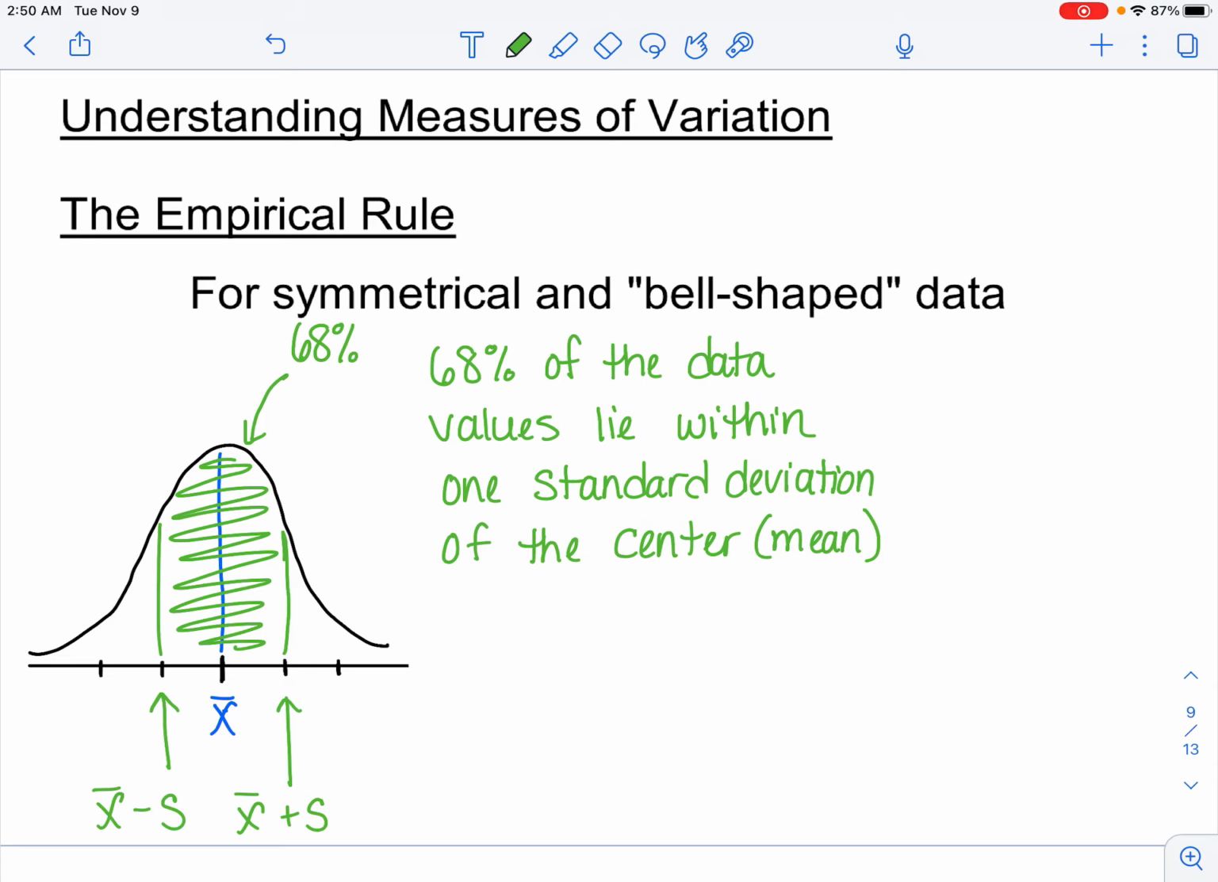Actually, I'm going to change that. I'm going to write of the mean. Sorry, I'm going to write that the mean is X bar. All right, so that's a good chunk of the data. It's more than half. It is a majority. So then what comes next?